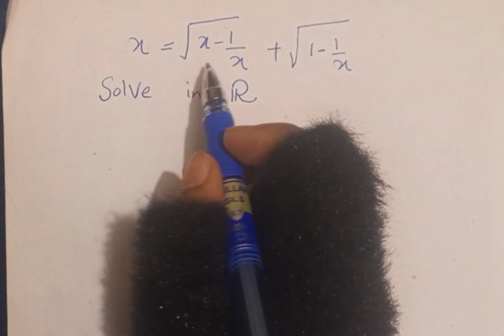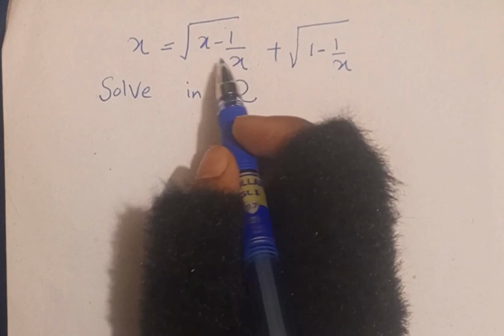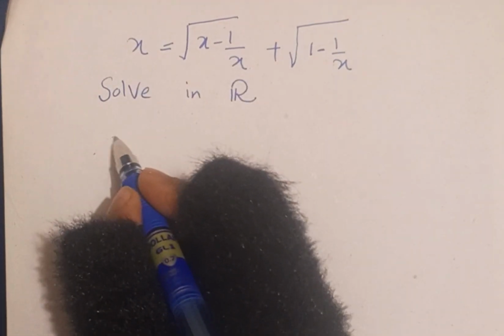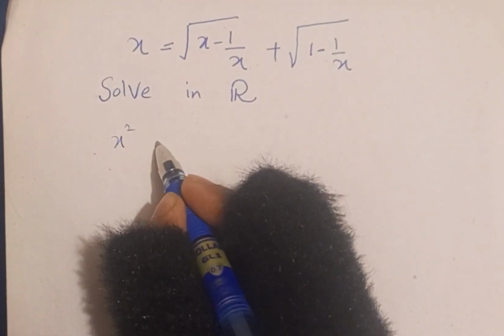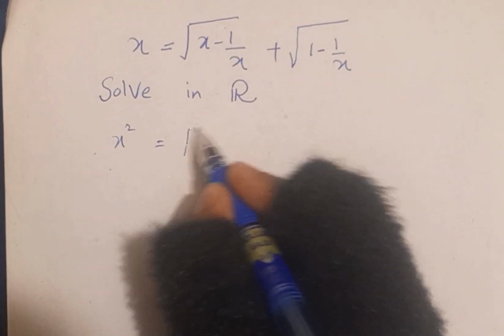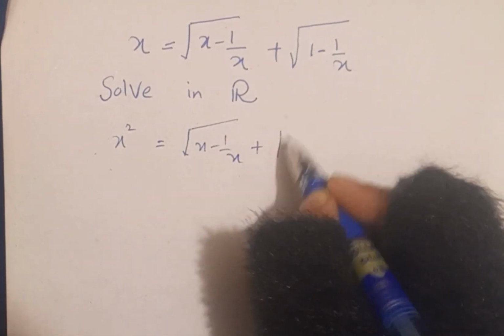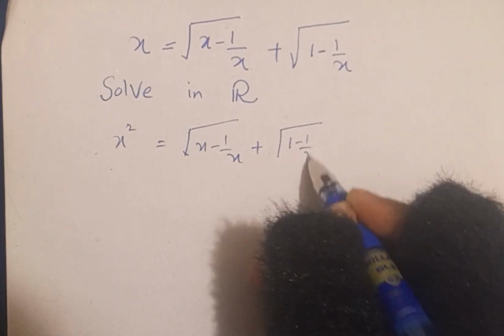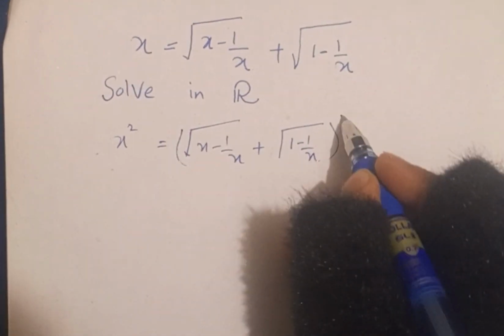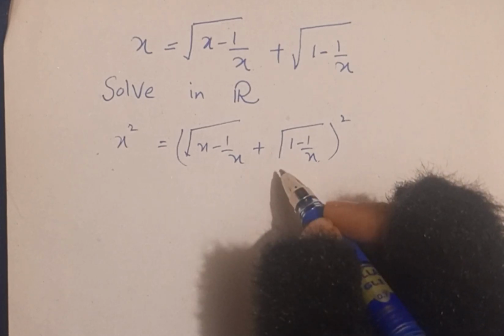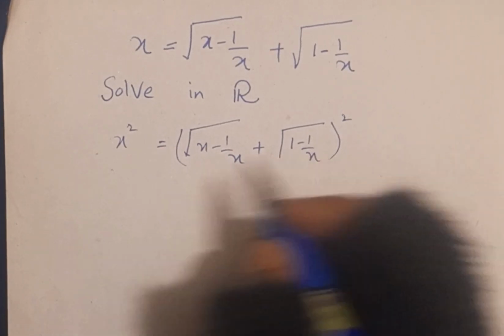Now in the first step we take a square on both sides. So the left side will become x squared and the right hand side is (square root of (x minus 1 over x) plus square root of (1 minus 1 over x)) whole squared. Now in the right hand side we apply a formula. So we recall a formula.